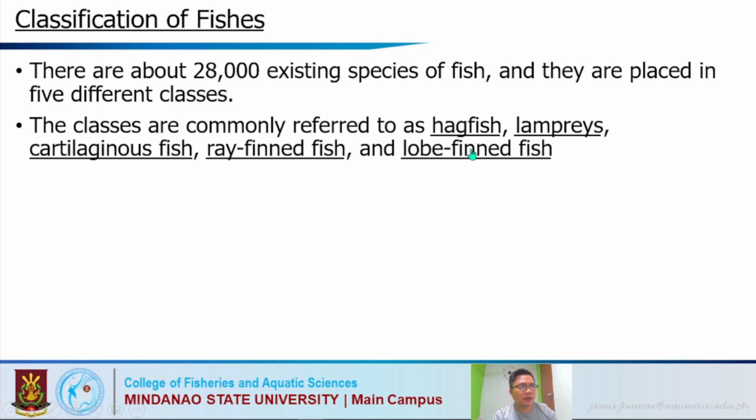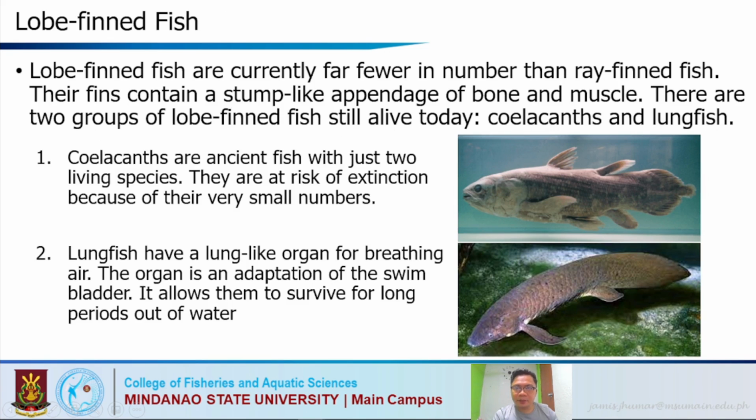And then lastly, the lobe-finned fish are basically the primitive type of fish. Lobe-finned fish are currently far fewer in number than ray-finned fish. Their fins contain stump-like appendages of bone and muscle. This is a type of fish that is known to be the ancestor of terrestrial reptiles, or mga alligators and some other terrestrial reptiles. There are two groups of lobe-finned fish still alive today, particularly the coelacanth and lungfish. This is what a coelacanth looks like, and this is a lungfish.